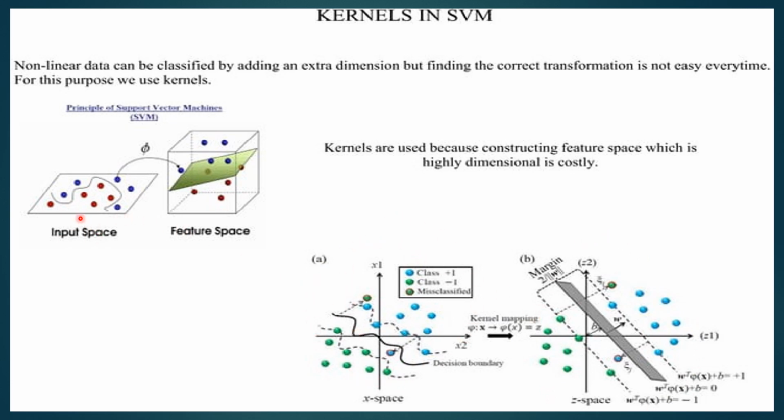So the input space is a space that gives features to the space. Non-linear data can be classified by adding extra dimensions, but finding the correct transformation is not easy every time. For that purpose we use a kernel. So kernels help with non-linear data.